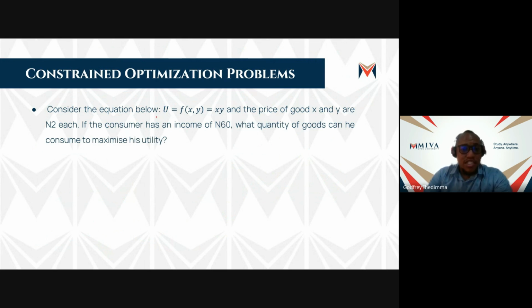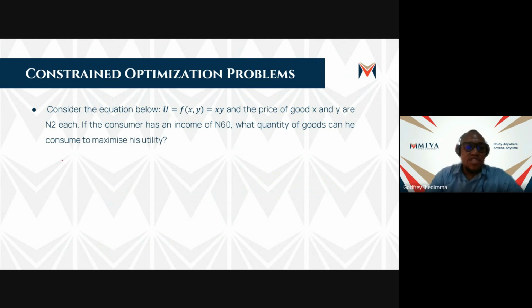Consider this equation, which is a utility function, where the utility of a consumer is expressed as a function of x and y, which equals x times y. And the price of good x and price of good y are 2 naira each. If the consumer has an income of 60 naira, what quantity of goods can he consume to maximize his utility?